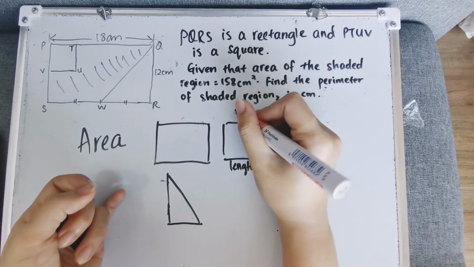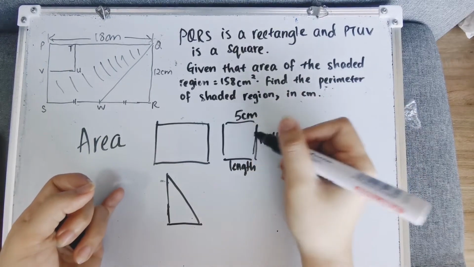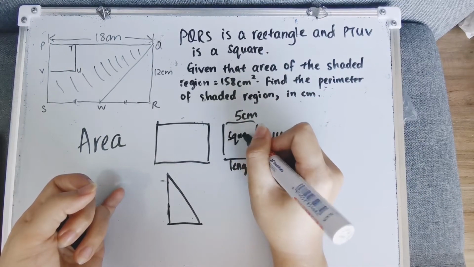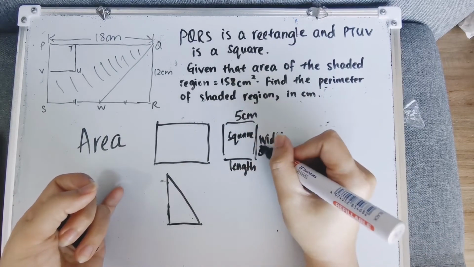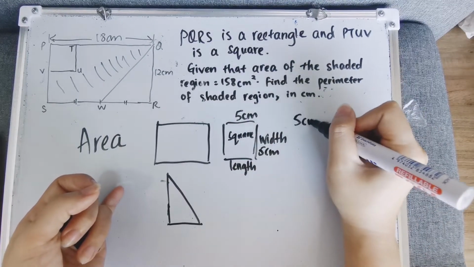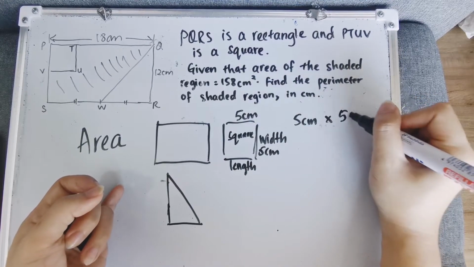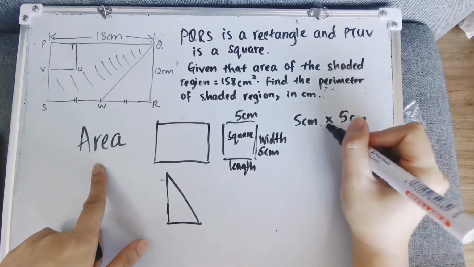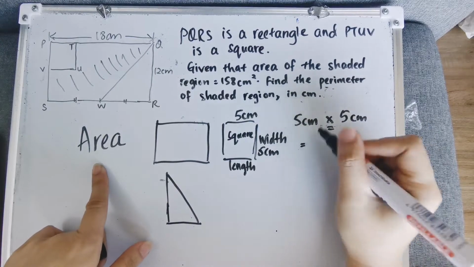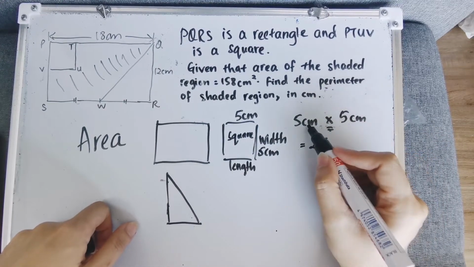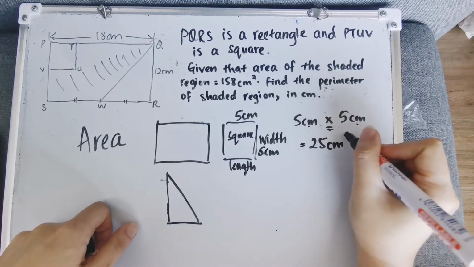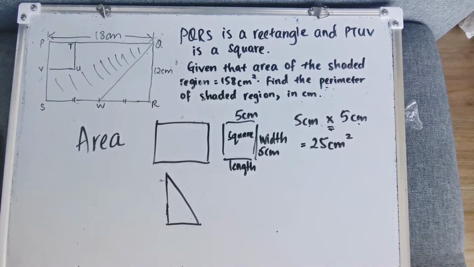Let's say this is 5. So this is a square, right? If it is a square, every side is the same. So 5 cm times 5 cm. If it is area, you have to use times. 5 times 5 is 25. Cm times cm, you have 2 cm, which is cm square.